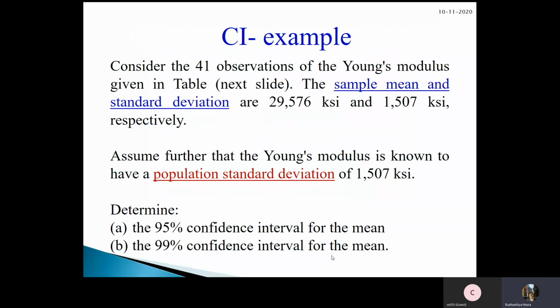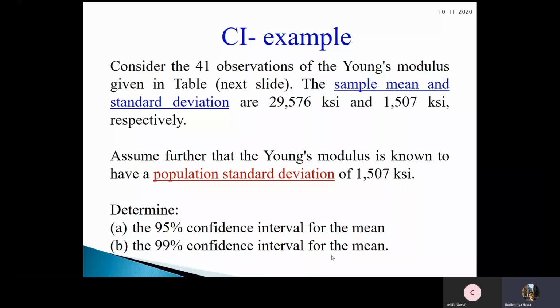So let us take an example. Sometimes even I mess up with these definitions, but one example will easily fix the ideas. Let us consider 41 observations of Young's modulus in the table. The sample mean and standard deviation are given. These are some values in KSI, and pardon me for the units. This example is taken from Haldar and Mahadevan's book. You can go through it.